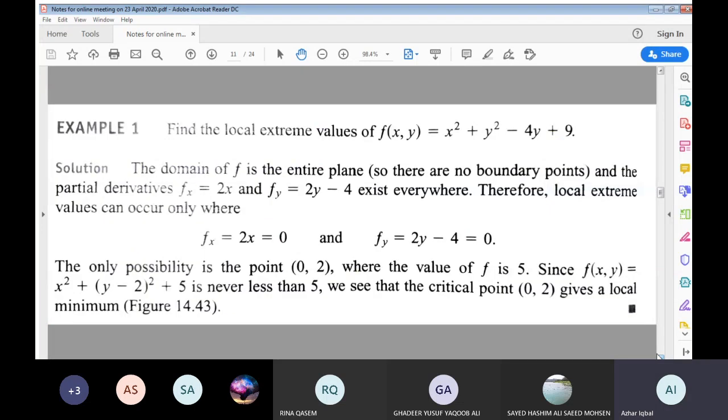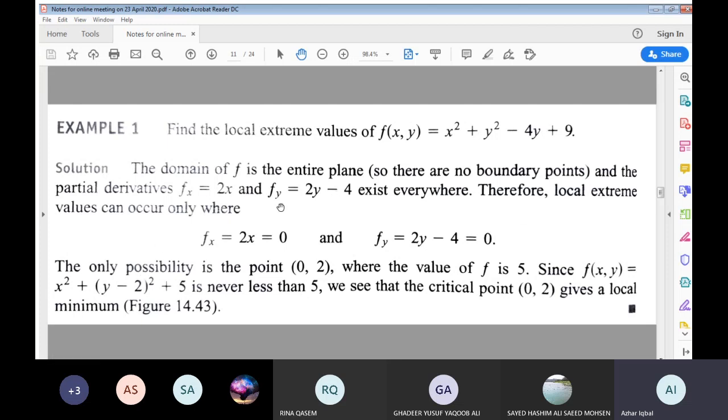Okay, now we look at example 1, which is about finding the local extreme value of this two variable function, f of x y equals x squared plus y squared minus 4y plus 9. For this one, the domain of the function is the entire plane, so there are no boundary points. For any values of x and y, the function can be defined.